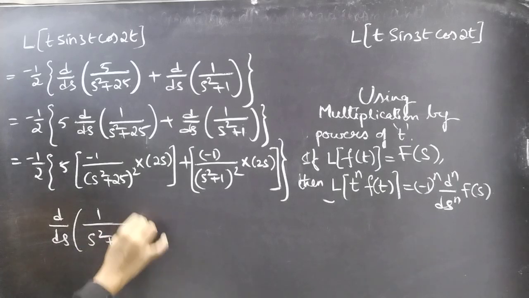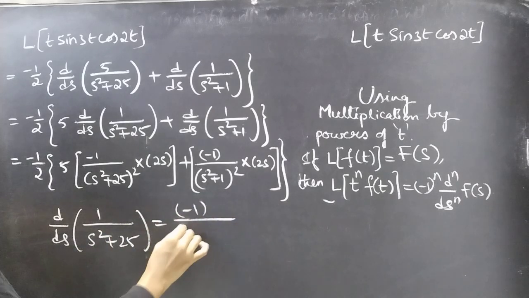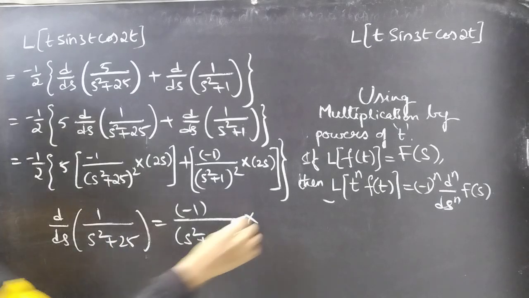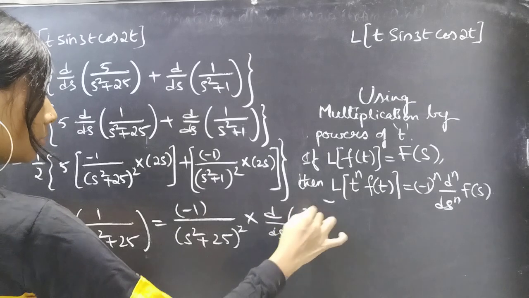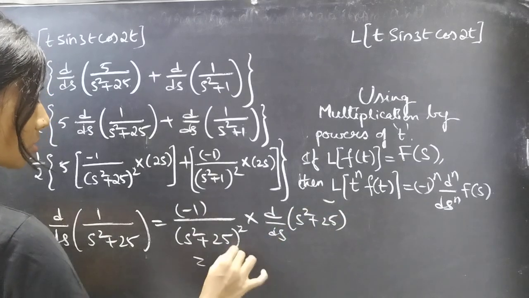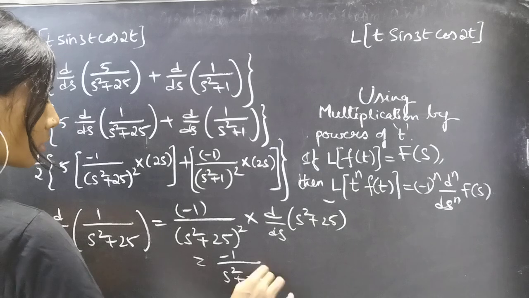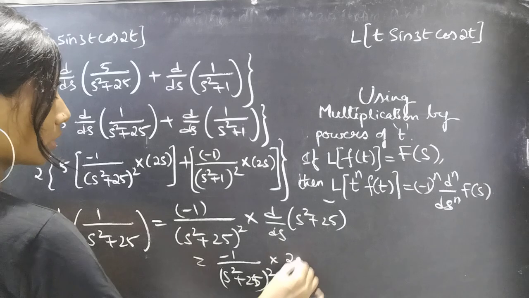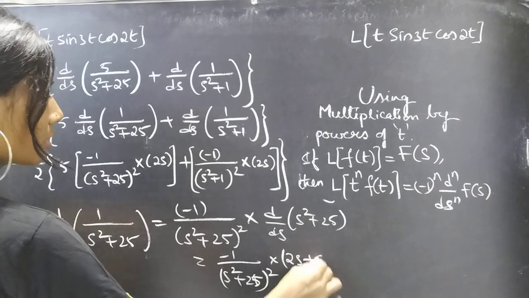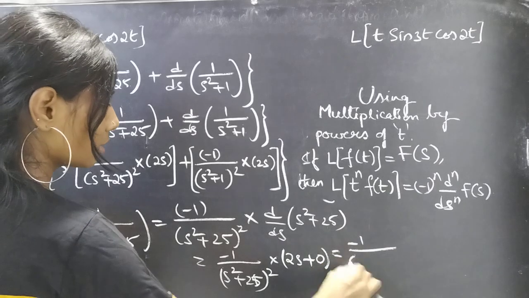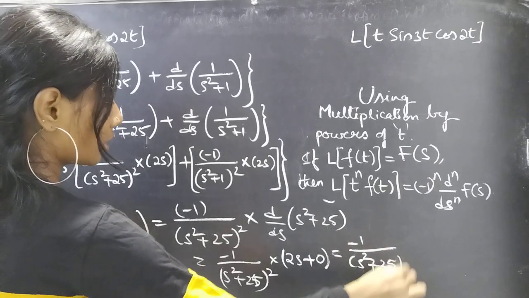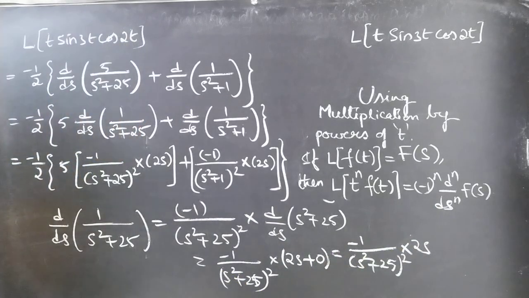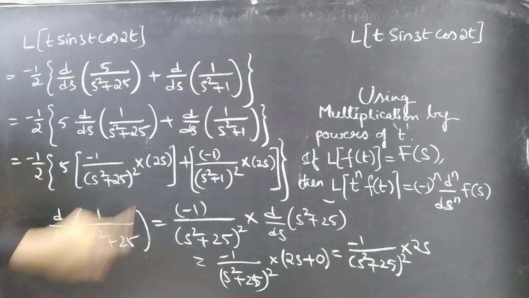Derivative of 1 by s square plus 25 is minus 1 by s square plus 25 whole square into the derivative of s square plus 25. This is minus 1 by s square plus 25 whole square into the derivative of s square with respect to s, which is 2s, plus derivative of a constant with respect to s is 0, which gives us minus 1 by s square plus 25 whole square into 2s plus 0, that is 2s. This is what I have written here.